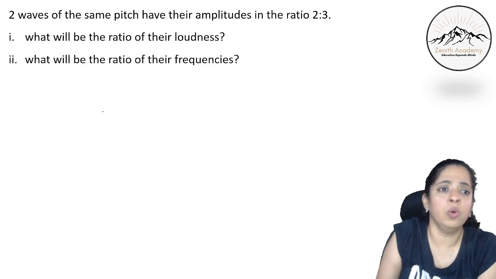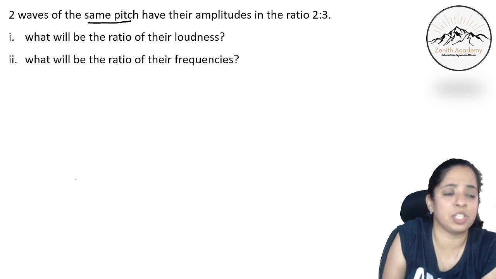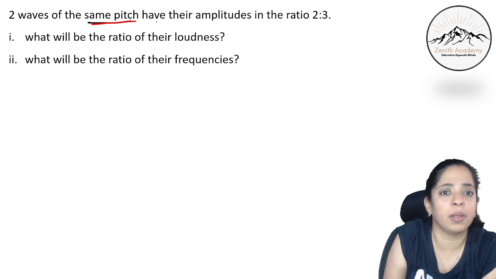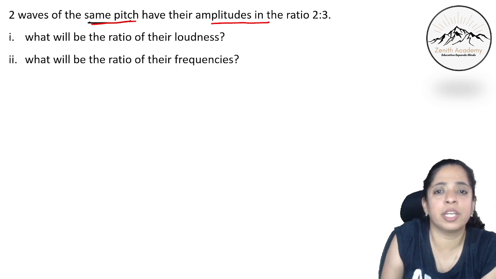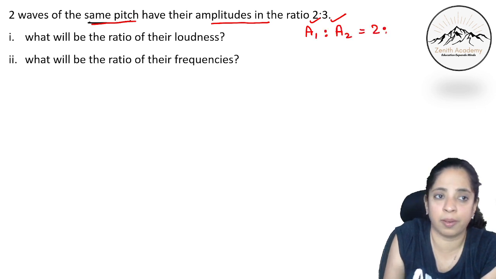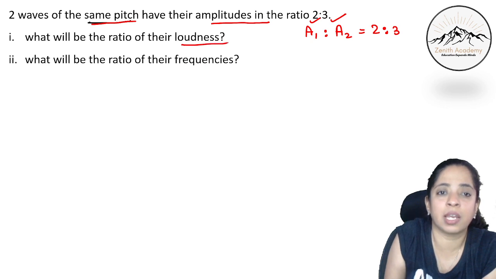Next, two waves of the same pitch. दो waves हैं, ठीक है, जिनकी pitch same है, have their amplitude in the ratio 2:3. Amplitude of one wave is to amplitude of second wave is 2:3. What will be the ratio of their loudness and what will be the ratio of their frequency?